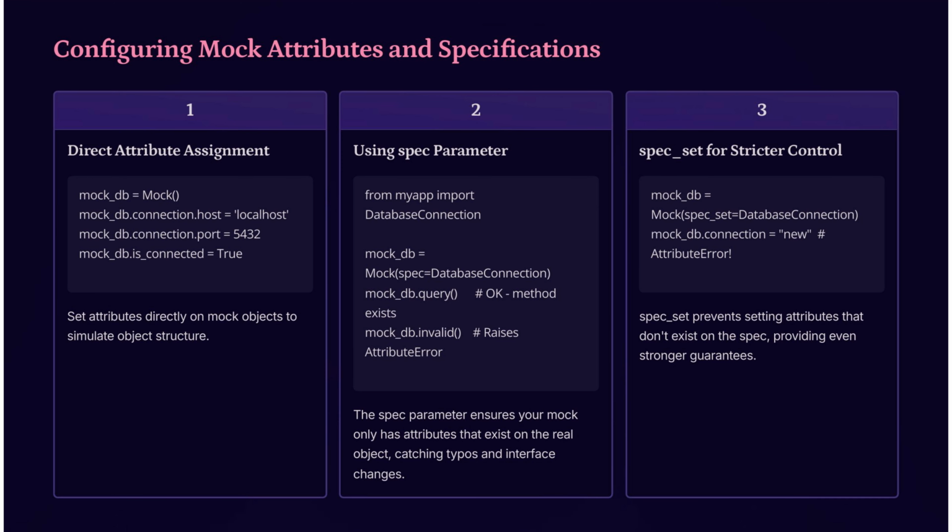Configuring mock attributes allows you to simulate object structures by directly assigning attributes, like setting localhost for host. Using the spec parameter ensures mocks only have real object attributes, preventing typos. For stricter control, spec_set disallows setting non-existent attributes, ensuring interface integrity and catching errors early.